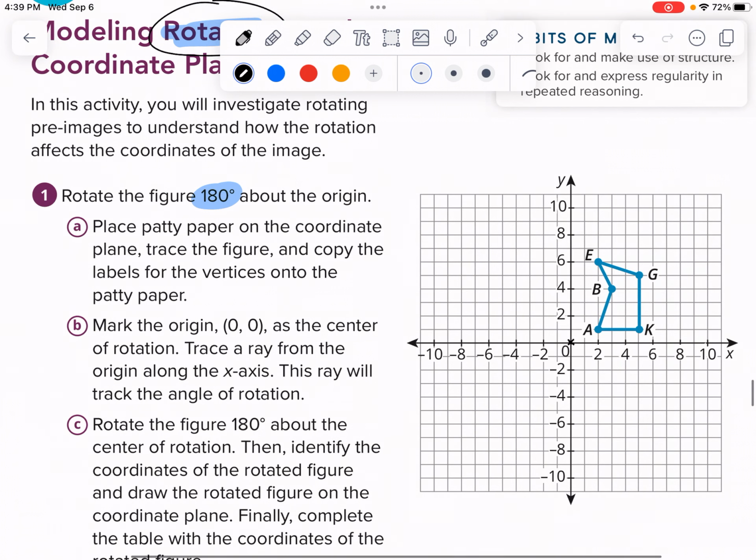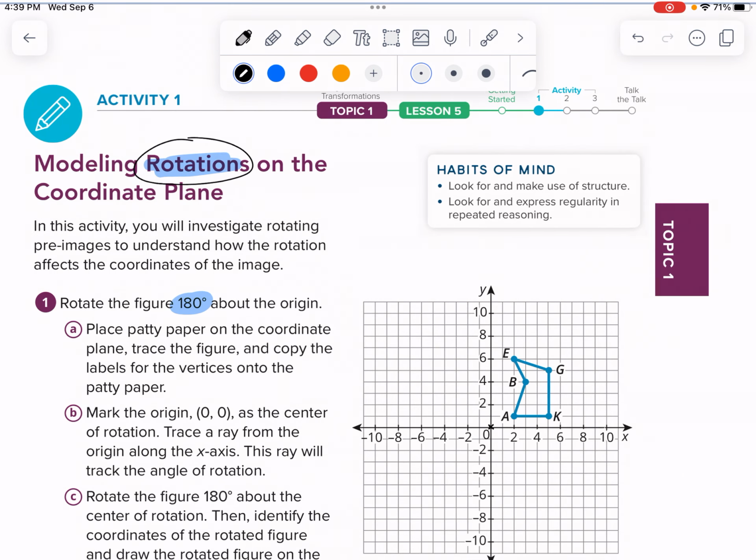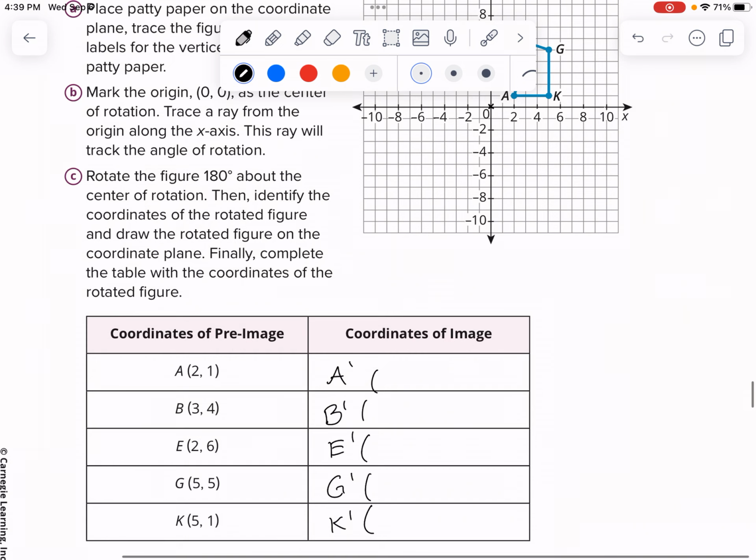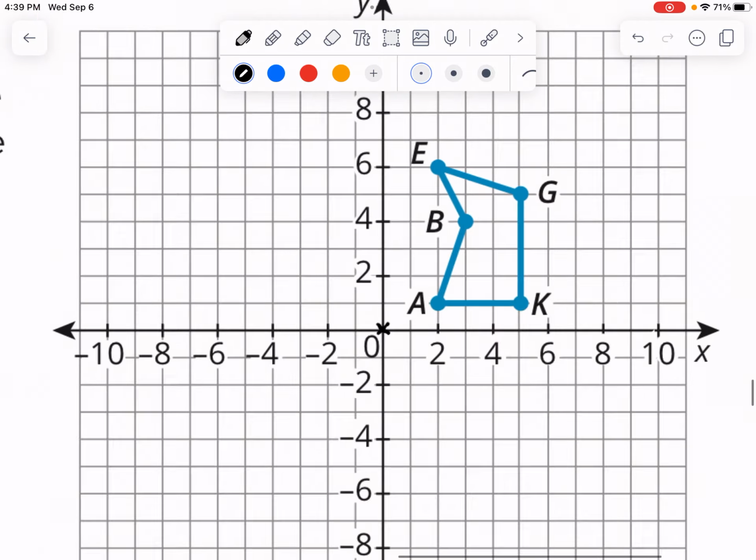The directions asked us to use patty paper, but I'm going to show you a way where you can try to do this more mentally. It's going to be hard for me to show it, because I don't have a paper in front of me that I can actually rotate. But let me go ahead and show you. Then from here we'll put our coordinates in this table: A prime, B prime, E prime, G prime, and K prime. So let me start.